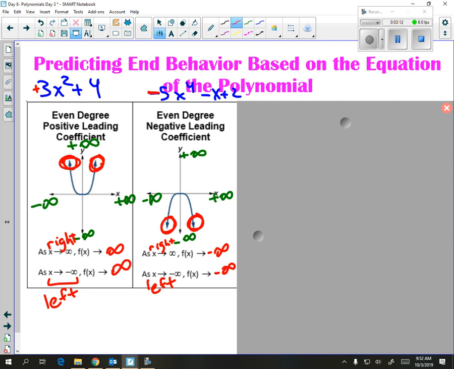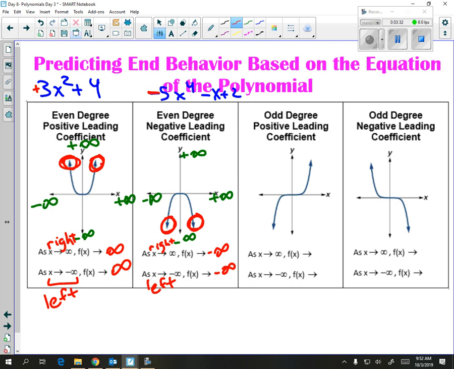Please be careful and make sure you carefully read how they set up the end behavior if they give it to you. Again, as x goes to infinity does not need to come first. They can start with as x goes to negative infinity. So just keep that in mind and read carefully.